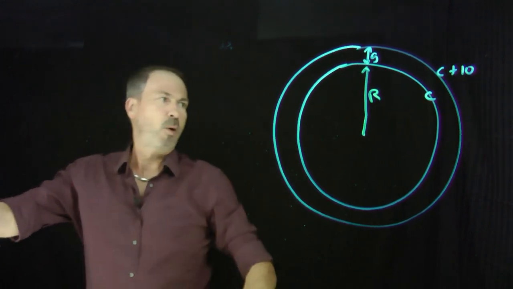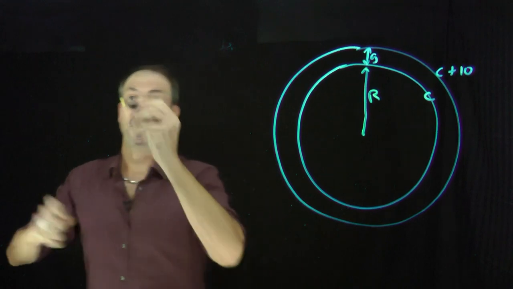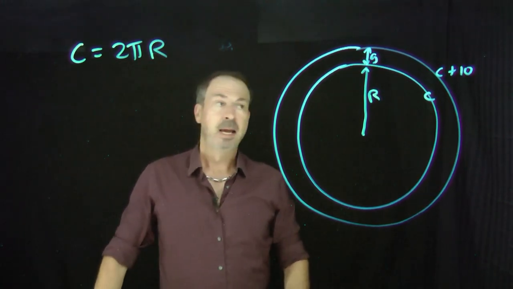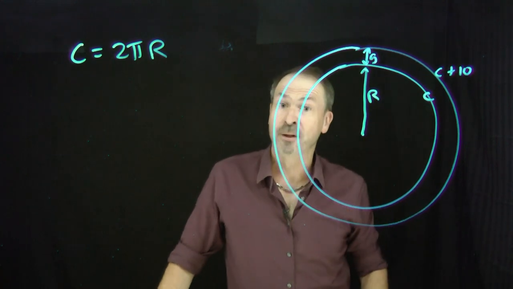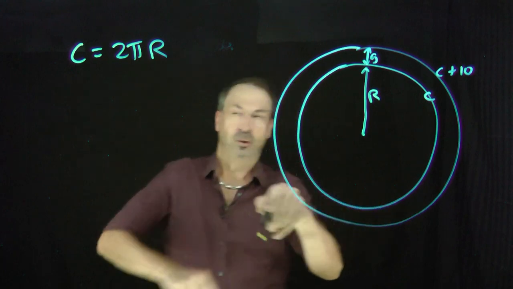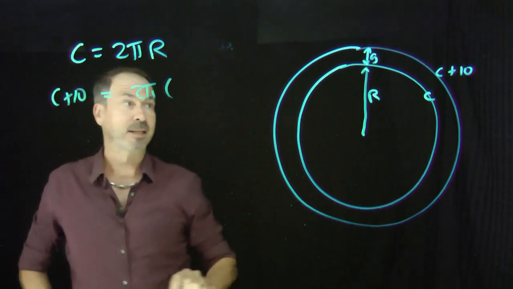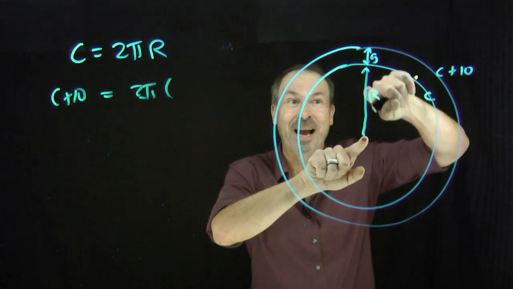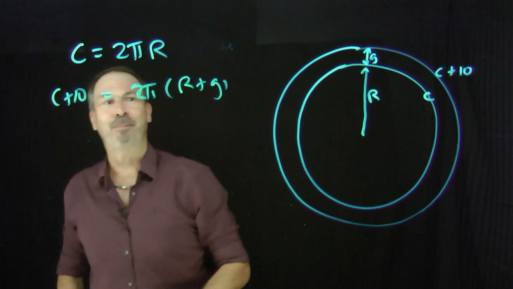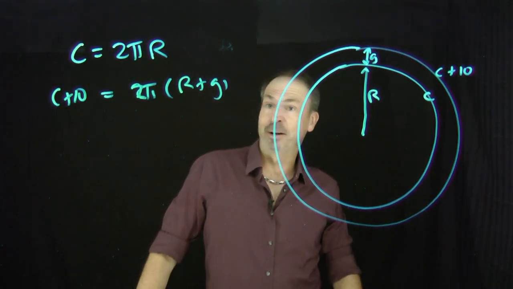Because I've got one circumference C, and I know the formula for the circumference of a circle, it's 2 pi r. So I know that the smaller circle has circumference 2 pi r, and the outer circle also has circumference 2 pi times its radius. So the circumference of the outer circle, C plus 10, is 2 pi times its radius. And I can see what its radius is, it's going to be r plus g, so 2 pi times (r plus g). All right, so I can at least play with that. What can I do with it?